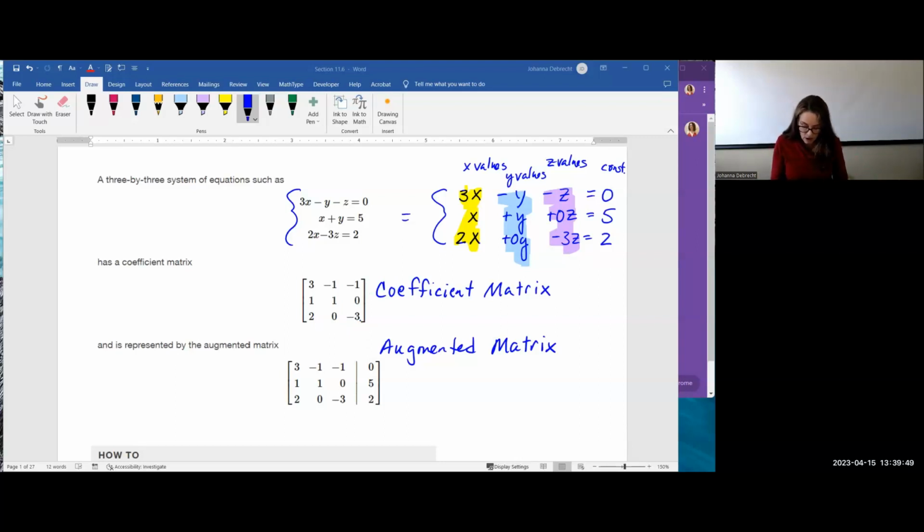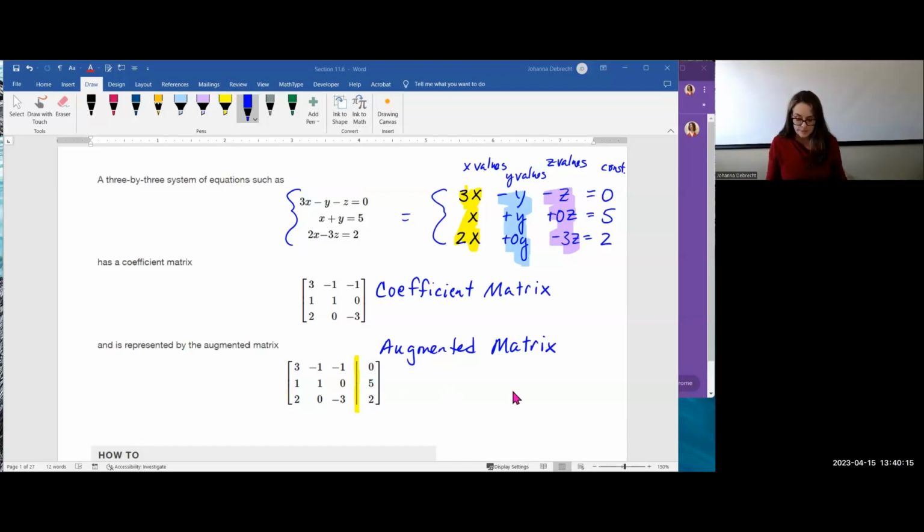Then we draw this long vertical bar that you'll see right here. This long vertical bar is taking the place of the equal signs that we have. And then on the right side of the long vertical bar, we put our constant column. So our constants were 0, 5, 2, and this becomes 0, 5, 2.